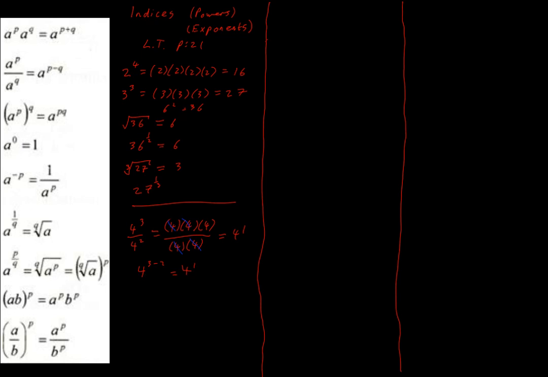A to the power of p divided by a to the power of q is equal to a to the power of p minus q. So you can see where that rule is coming from here.